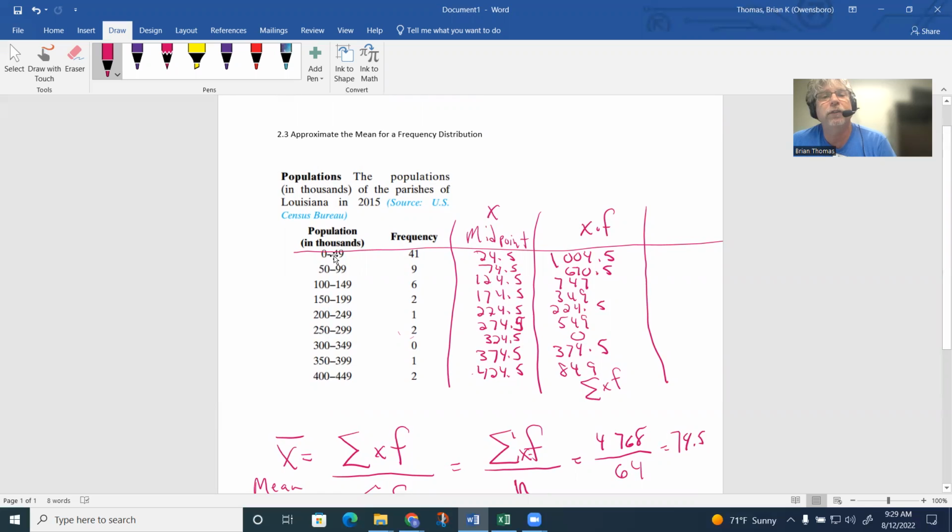When you have these classes, you first have to find the midpoint of the classes, and that's where you add the lower limit to the upper limit and divide by 2. That's where these values came from. Then, if you notice that the class width was actually 50, I can use that class width to save me some time. Instead of trying to find the midpoint of every one of those separately, I can take a shortcut there.